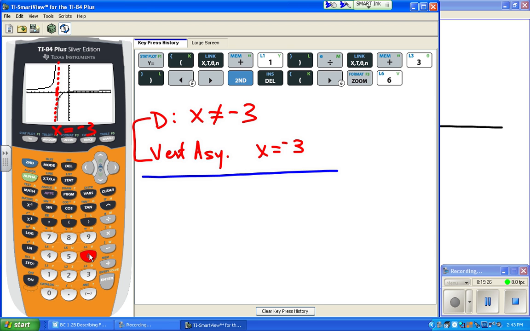Now, if you recall though, the reason we started this was so we could look at the range. Well, let's take a peek at the range, and what I'm going to do is push trace on my calculator here, and I'm going to start going to the right. I'm just pushing the right arrow, and on your calculator you can just hold this. Cool, but it doesn't seem to want to catch up.